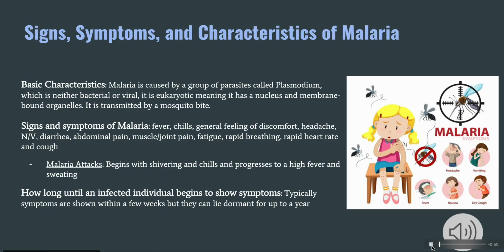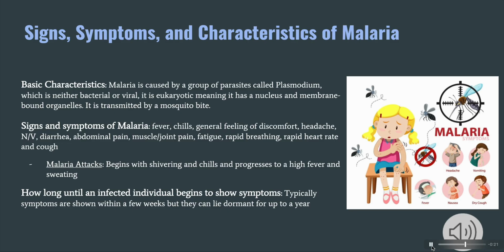Some basic characteristics of malaria are that it is caused by a mosquito bite, and as said in a previous slide, malaria is caused by a group of parasites called Plasmodium, which is neither bacterial or viral. It is eukaryotic, meaning it has a nucleus and membrane-bound organelles. Some signs and symptoms of malaria are fever, chills, general feeling of discomfort, headache, nausea, vomiting, diarrhea, abdominal pain, muscle and joint pain, fatigue, rapid breathing, rapid heart rate, and cough.